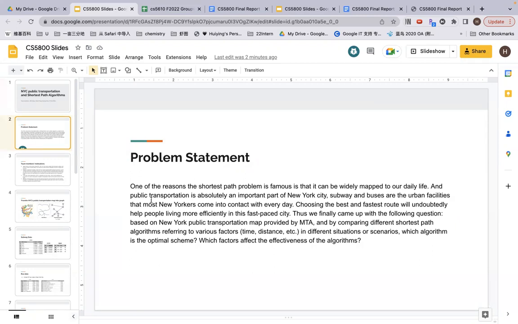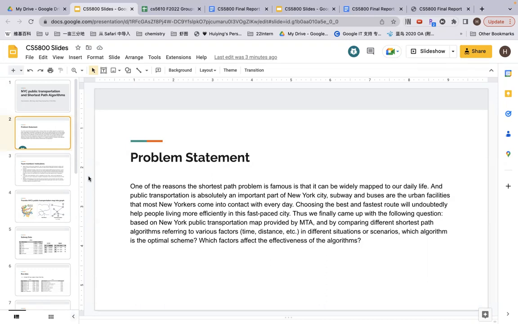Yeah, so we all prefer the topic of shortest path problem because it can be widely used in our daily life. And we chose to do research on New York City because the public transportation is absolutely an important part of New York City. Almost everyone living in the city has to come into contact with urban facilities like subway and bus. So choosing the best and the fastest route will undoubtedly help people live more efficiently.